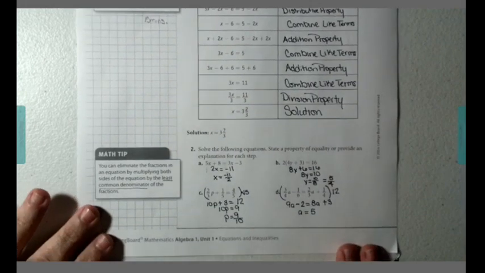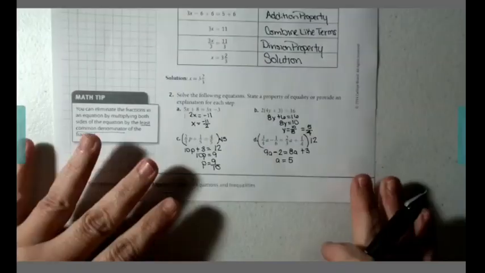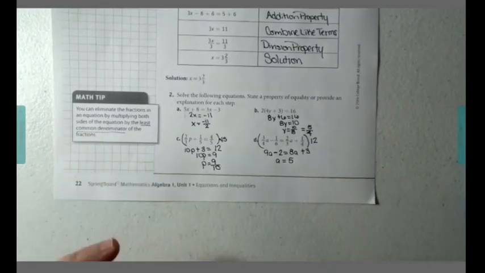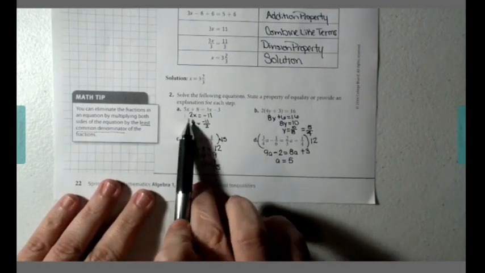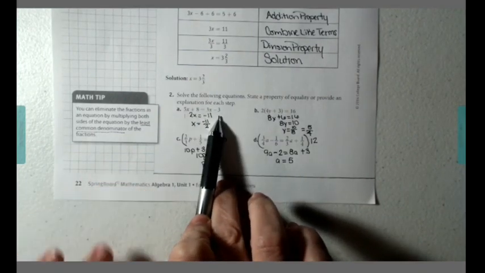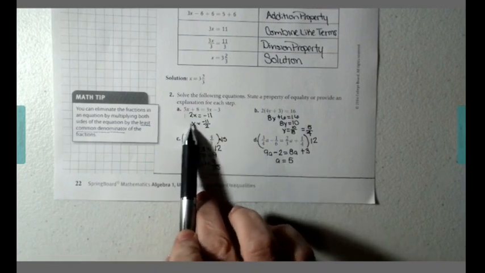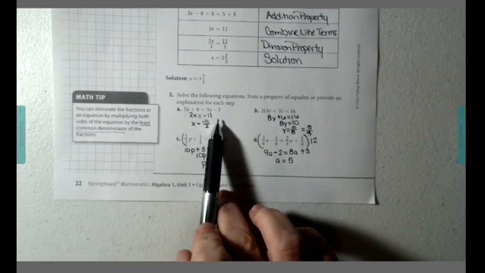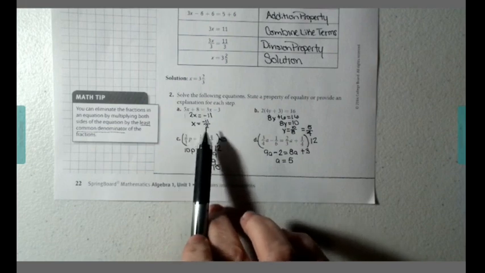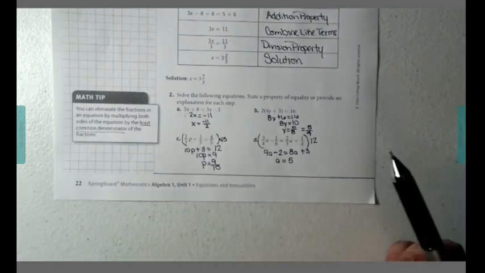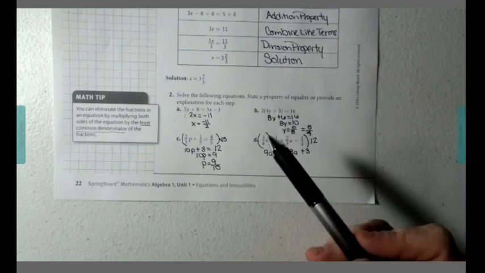Now, for number 2, I didn't state all my properties and stuff because of the room, but I kind of wanted to show things you should have seen along the way. For instance, if I'd have subtracted the 3x and then turned around and subtracted the 8, I should have come down to 2x equals negative 11. And then when you divide by 2, you get negative 11 over 2, or negative 11 halves.